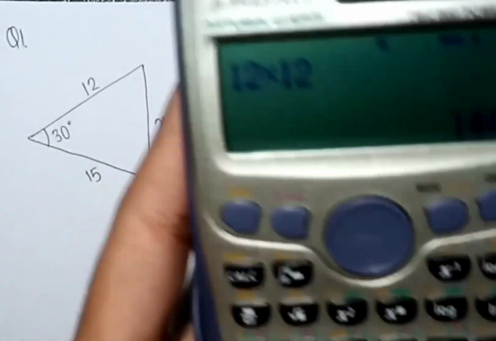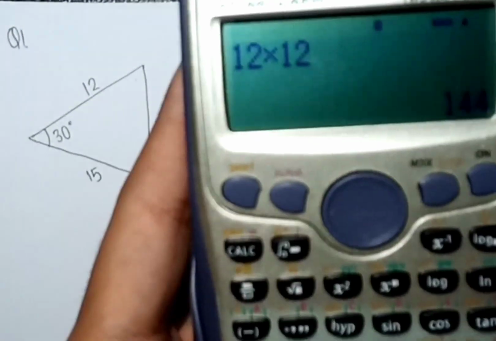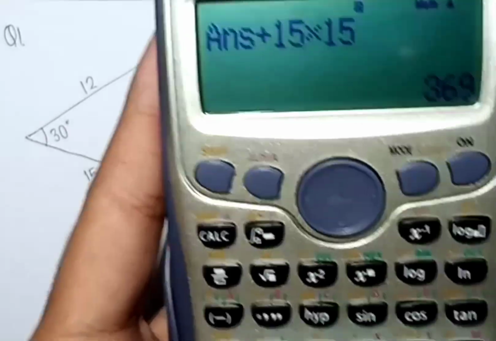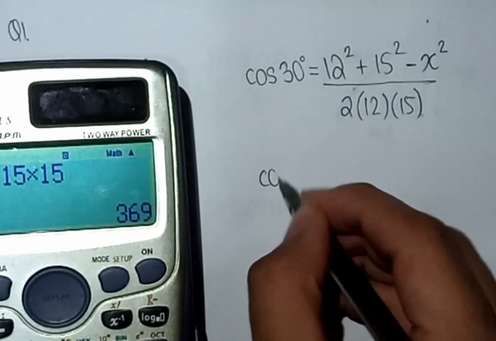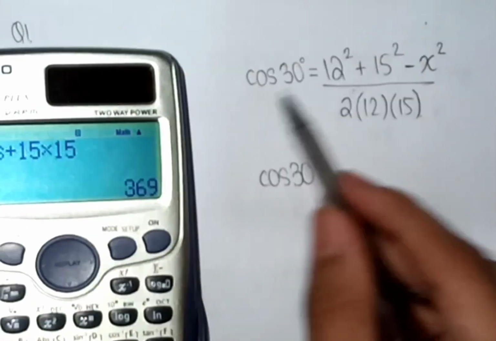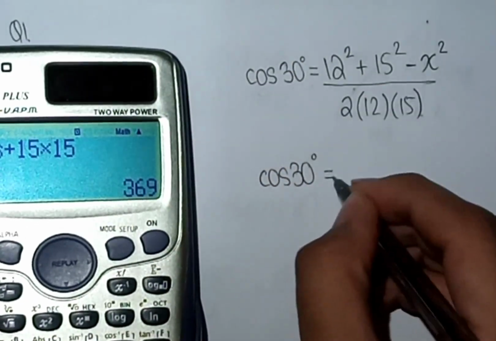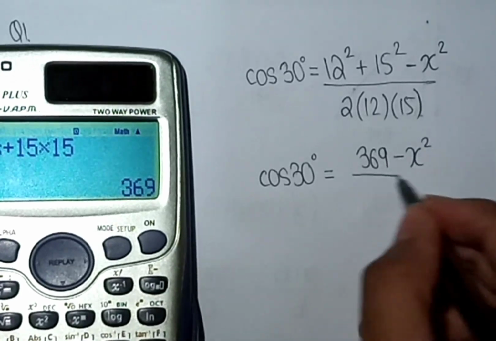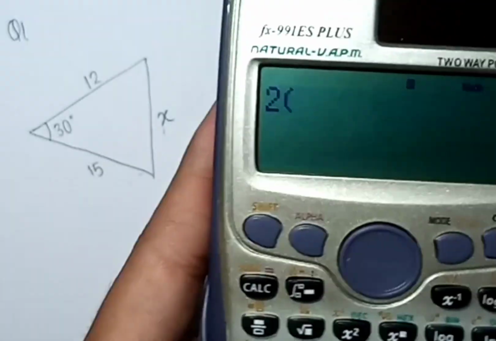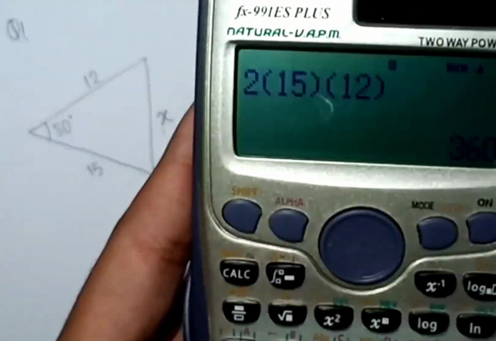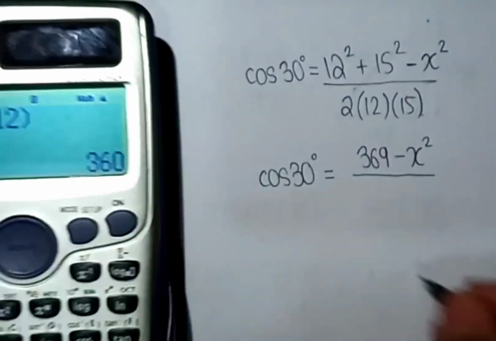12 12s are 144, plus 15 15s are 225, so my answer is coming 369 minus x squared upon, okay, further solve it, 12 in the bracket, 15, which gives 360. We do not calculate the cos separately here, remember.